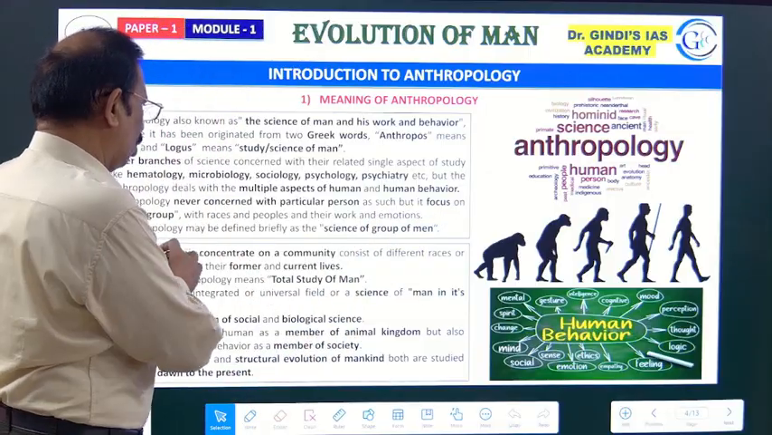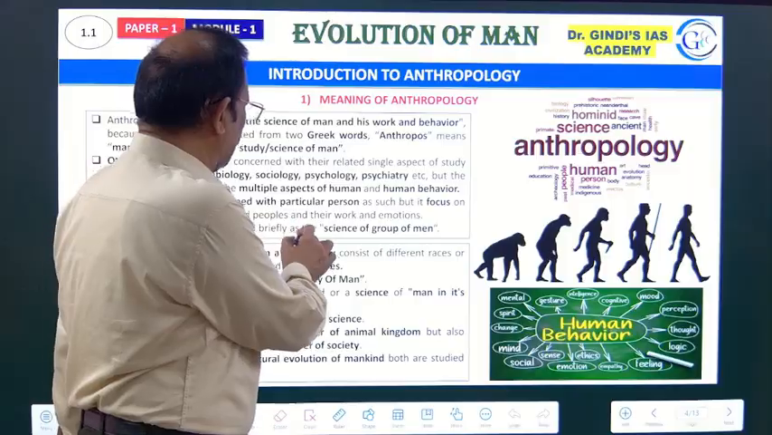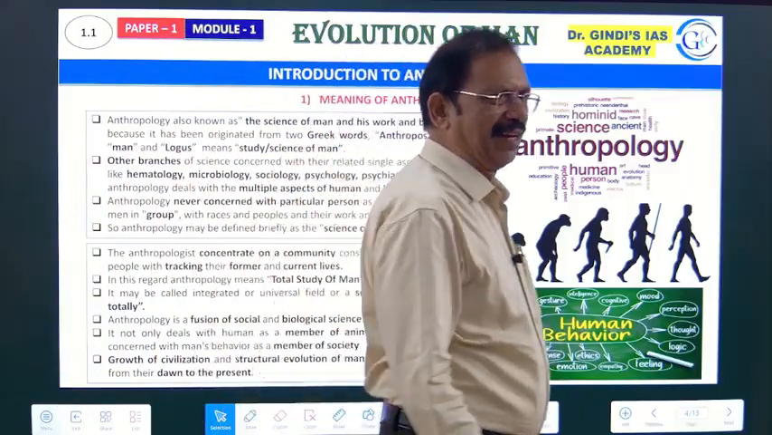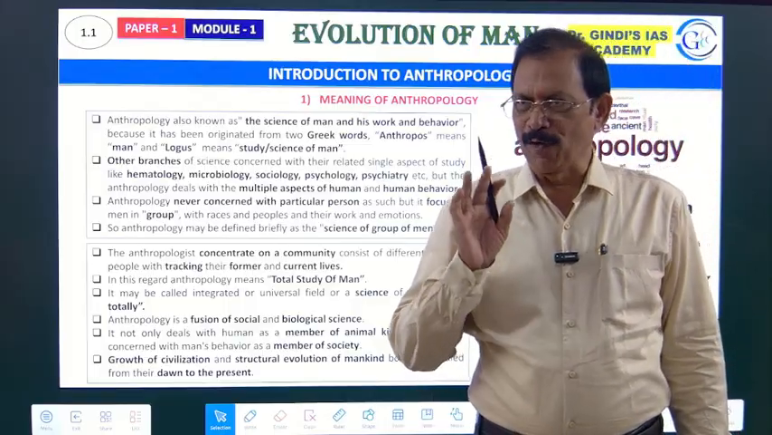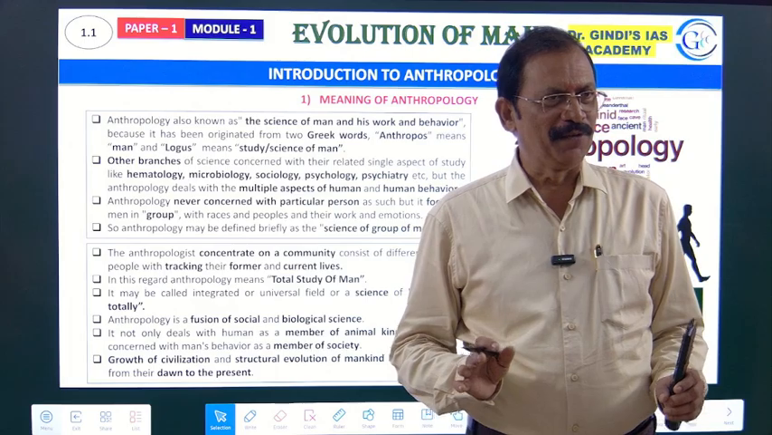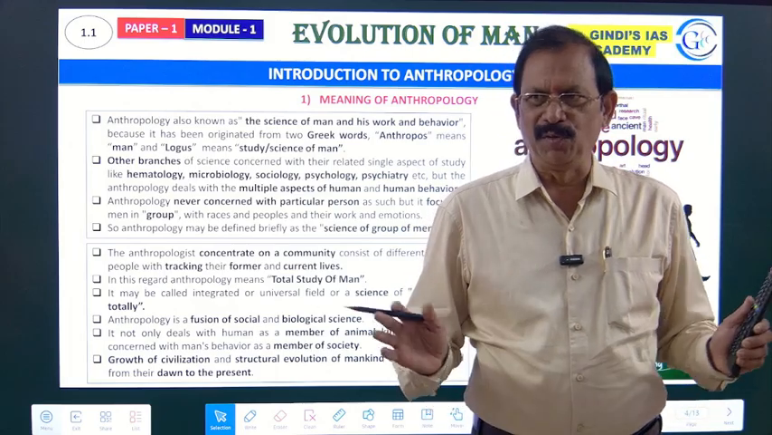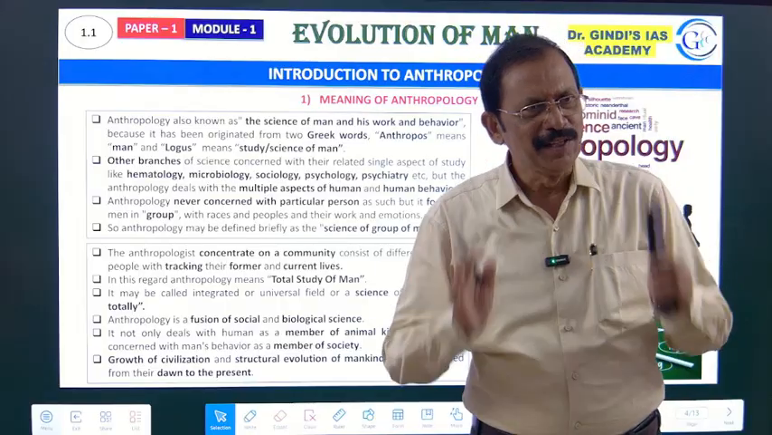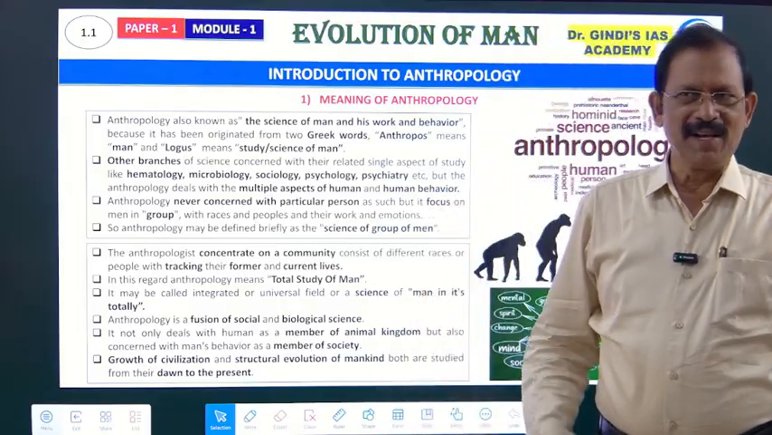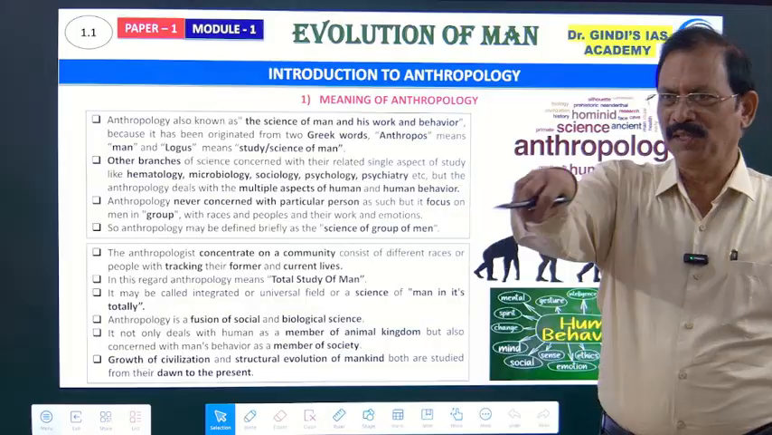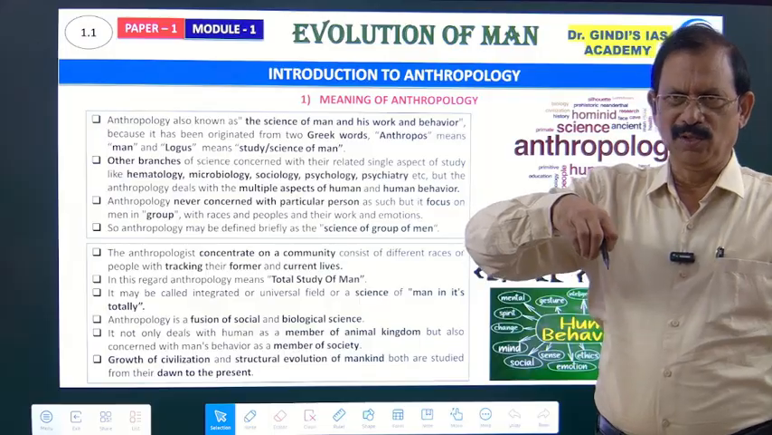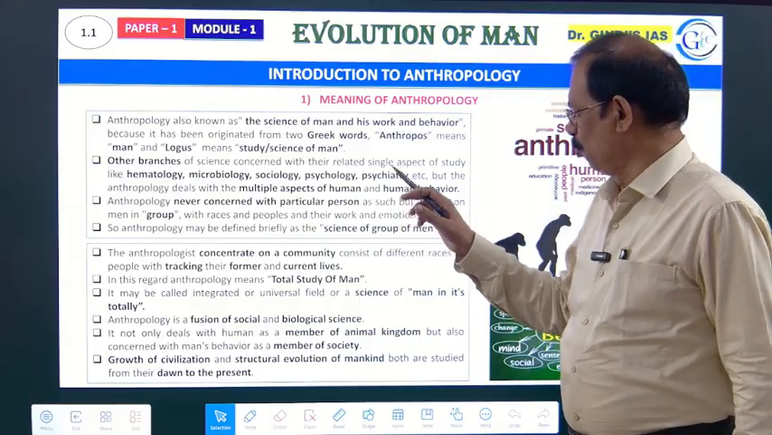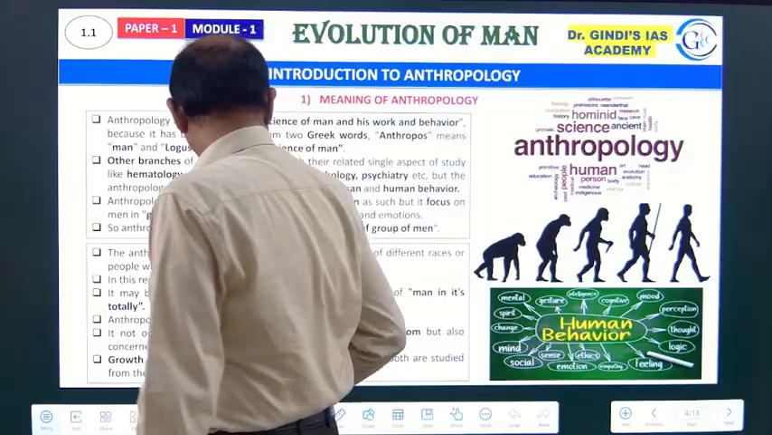So anthropology may be defined briefly as the science of groups of men, not groups of individuals. It is a science of groups of men. So our concern is not the individuals, our concern is only the groups. Whereas in other subjects, we deal with the individual. Here individual behavior is not important. So it is a science of humans and human behavior as a whole.